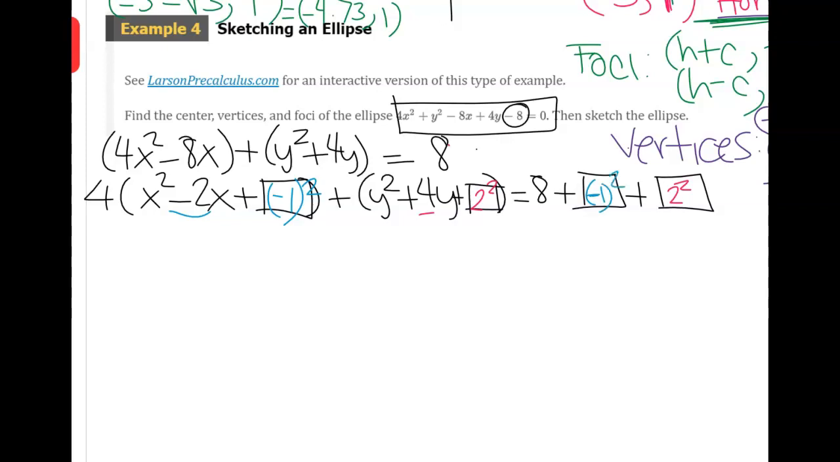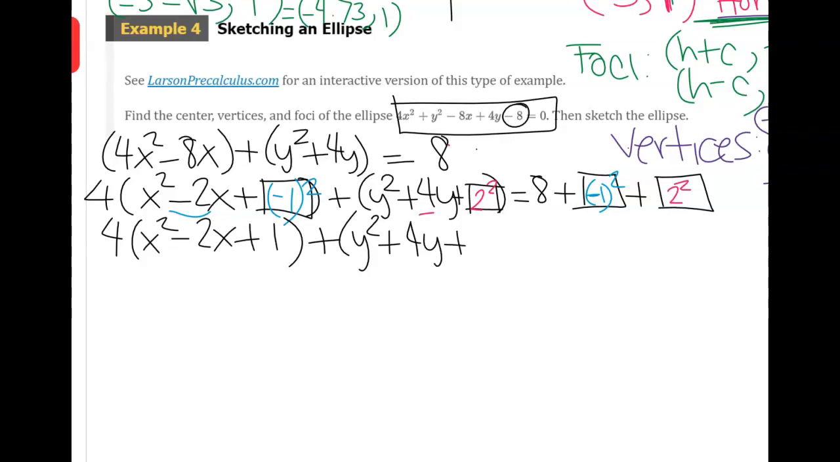Keep in mind that once I square the -1, it's going to turn positive. So we have 4 times x squared minus 2x plus 1, and then plus y squared plus 4y plus 4, because that's 2 squared. So here we're going to have 8 plus, and in fact, oh, big mistake.